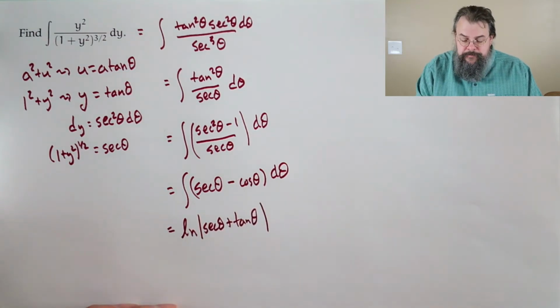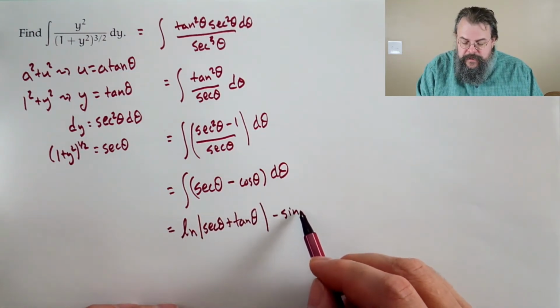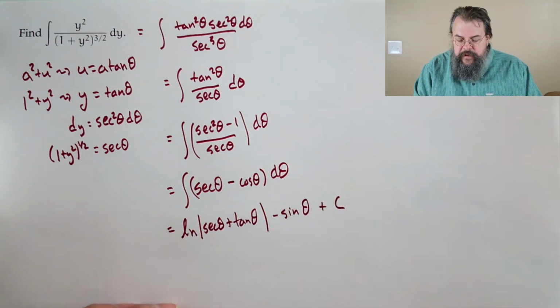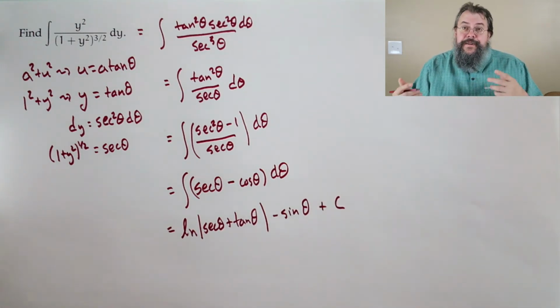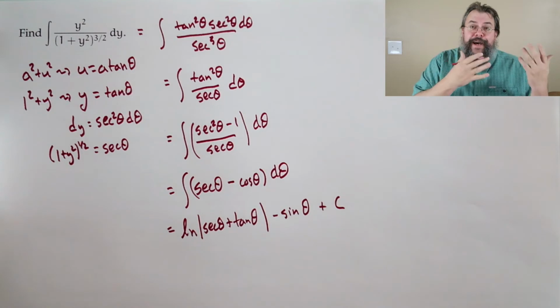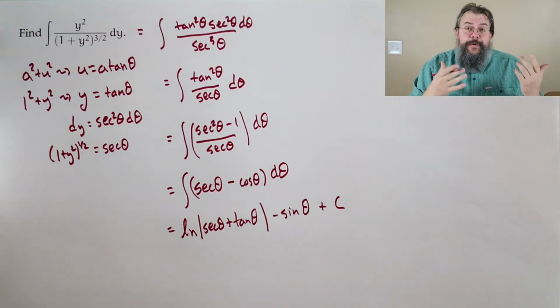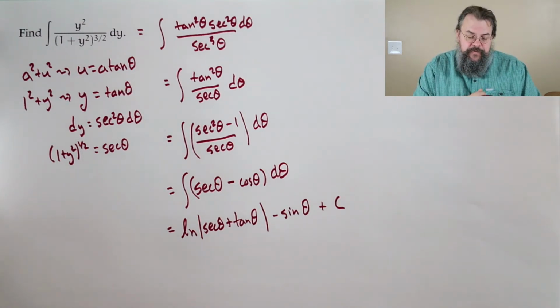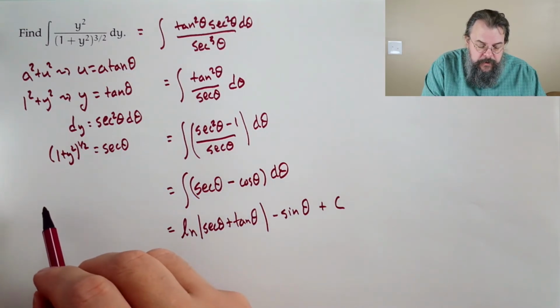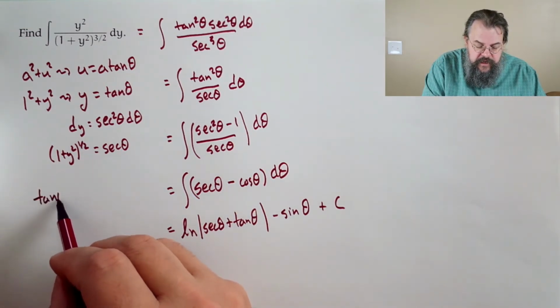Integral of cosine is sine. And of course, plus c. All right, so the last thing to do, we've got to go back to y. We started with y, we must end with y. It's an indefinite integral. All right, well, we start by saying, look, we know what tangent of theta is.